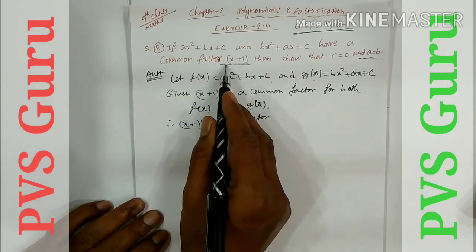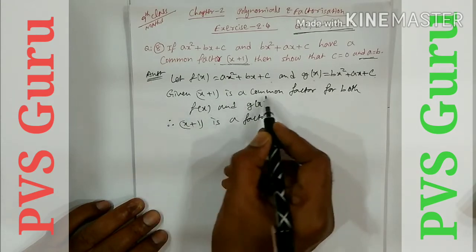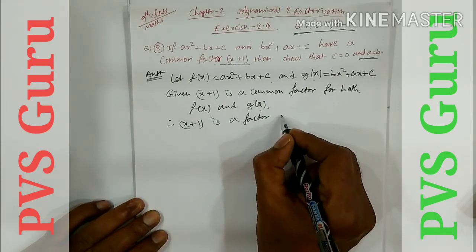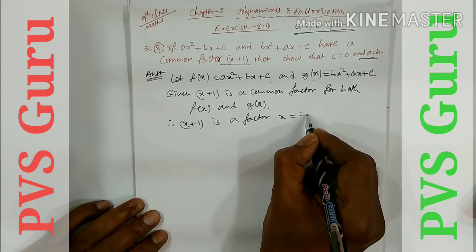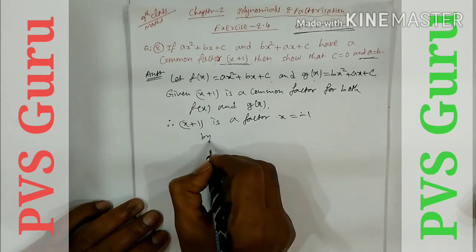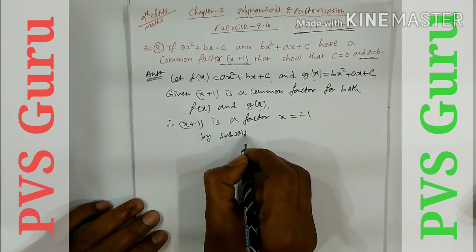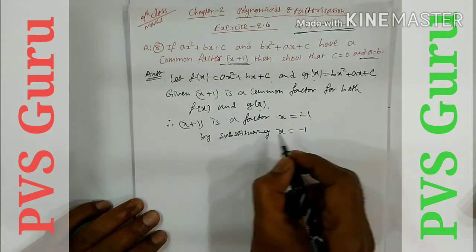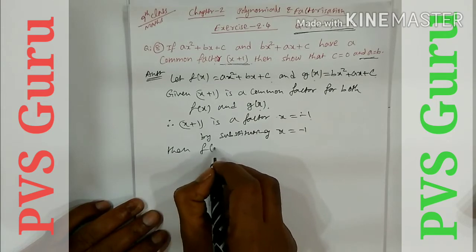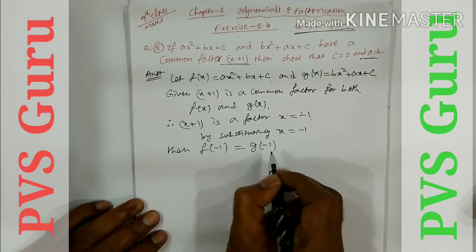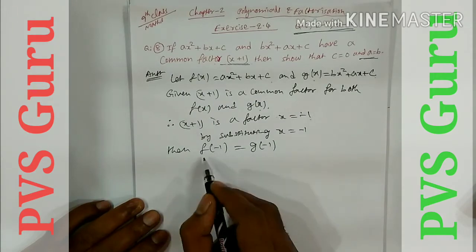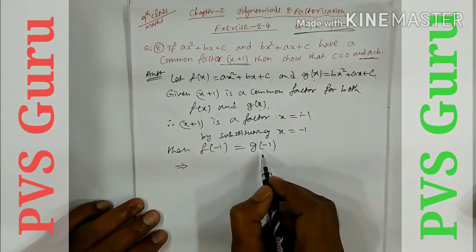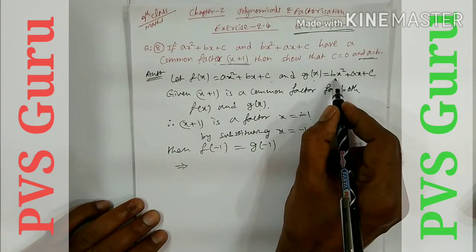In the question itself it is given that x plus 1 is a common factor for both f of x and g of x. So x plus 1 is a factor means x is equal to minus 1. Substituting x is equal to minus 1, f of minus 1 is equal to g of minus 1, as both have the common factor. In place of x you substitute minus 1.